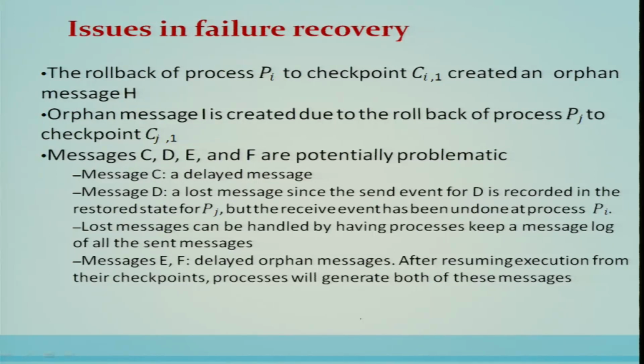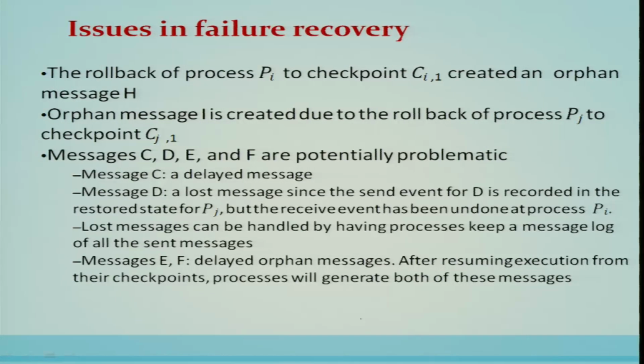Messages C, D, E, F are potentially problematic. Why? Because message C is a delayed message, and message D is a lost message. The lost message can be handled by having the processes keep a message log of all the sent messages. Messages E and F are called delayed orphan messages. They are more difficult to handle. After resuming execution from their checkpoints, the processes will generate both these particular messages.